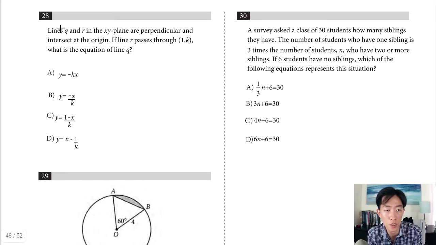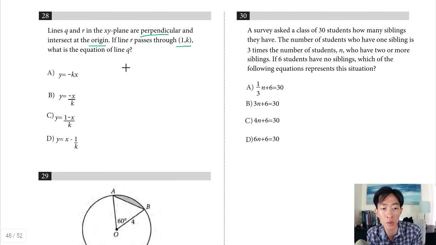Question 28, lines Q and R in the xy plane are perpendicular and intersect at the origin. If line R passes through 1, k, what is the equation of line Q? So initially you might think that we don't have enough information, but we actually do. The things that we want to keep in mind is perpendicular lines have slopes that are negative reciprocals. Line R, knowing that it passes through the origin and 1, k, we have enough information to get the equation of line R. And then once we get the slope for line Q, we also have a slope plus a point, namely that it passes through the origin. That's also enough to get the equation of the line. So let's do that and see what happens.